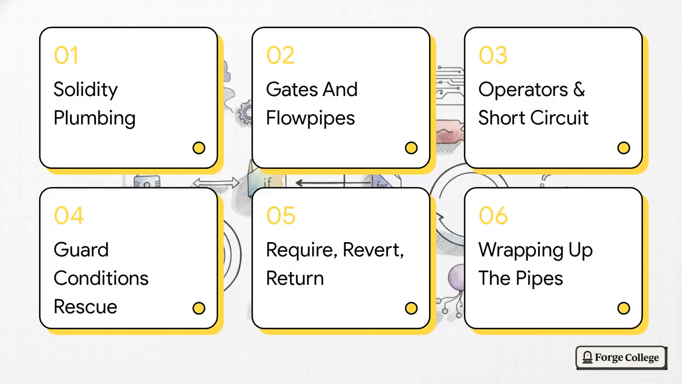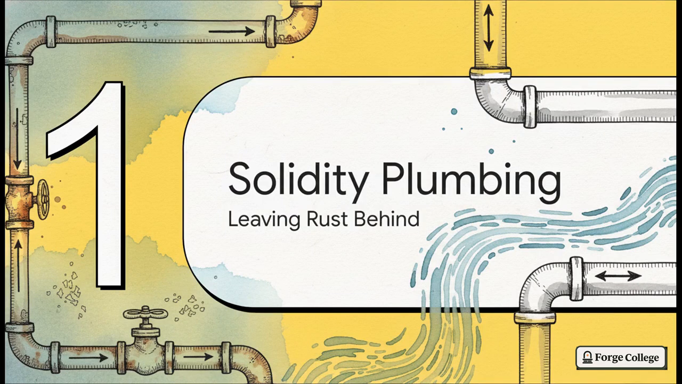All right, here's the master blueprint for our session today. We'll start with the basic plumbing of Solidity code, move on to gates and flow pipes, check out operators and short circuits, see how guard conditions can rescue our code, look at require, revert, and return, and finally, wrap up all those pipes. So part 1, welcome to Solidity plumbing and leaving Rust behind.